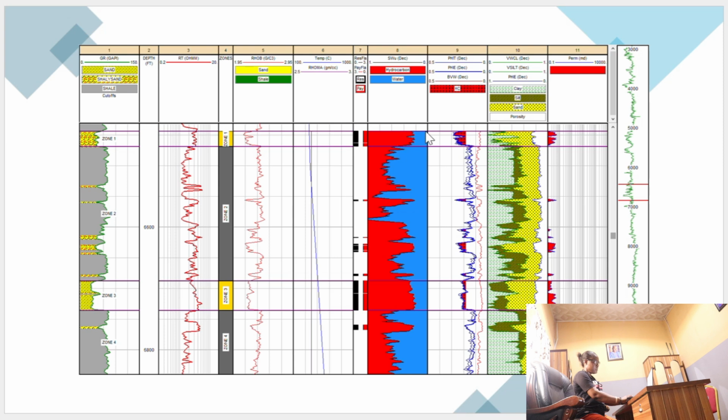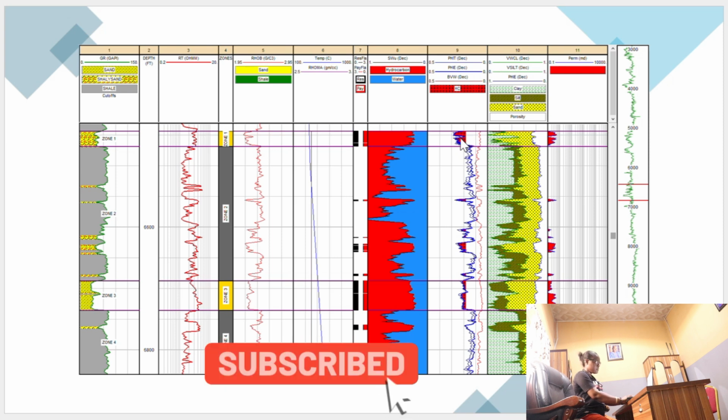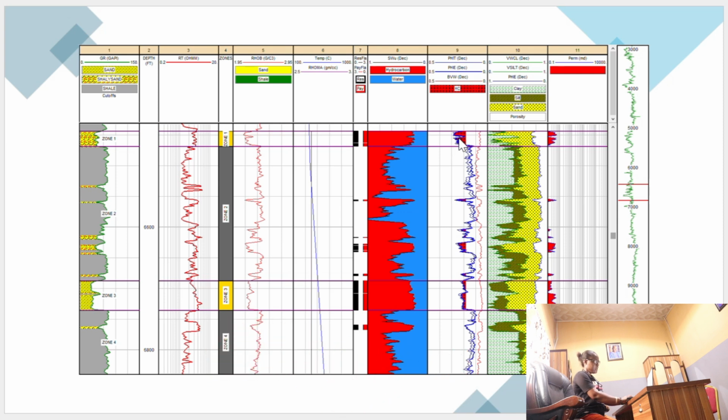Then on the water saturation area, we have high hydrocarbon saturation in our zone 1 and zone 3. Then also we have favorable values on PHIE, that is effective porosity, total porosity and effective porosity. And also in our volume of shale, we have more sand and less shale in these areas. Then in our permeability column, we see that these areas are more permeable than the other areas. So let's go to the cross plot.